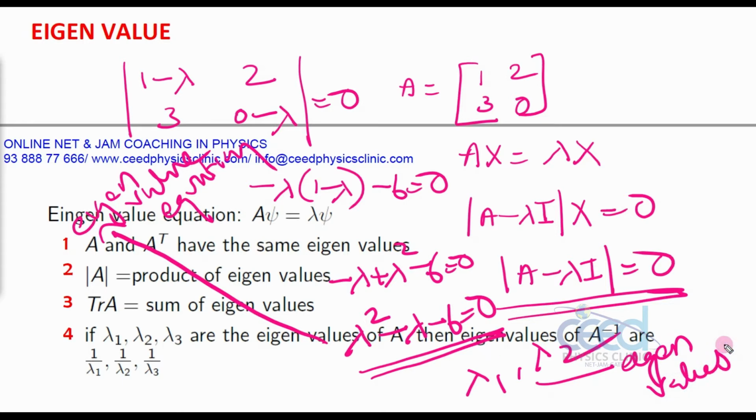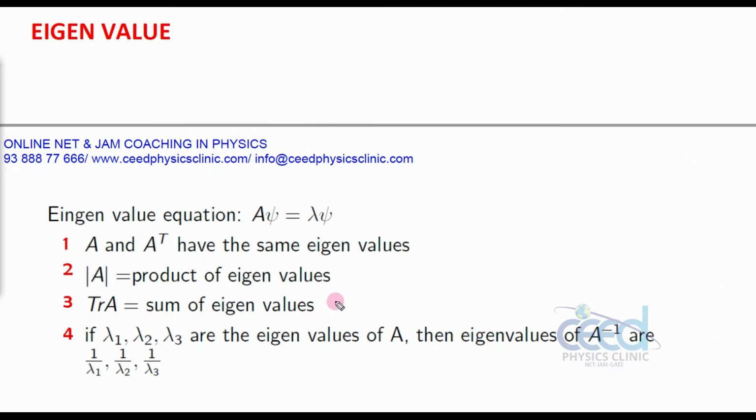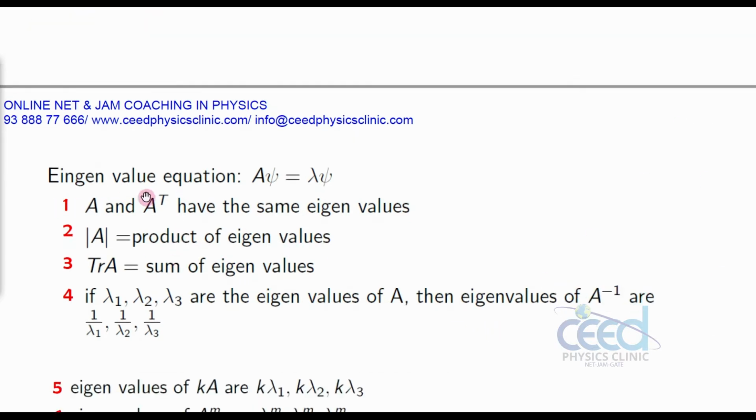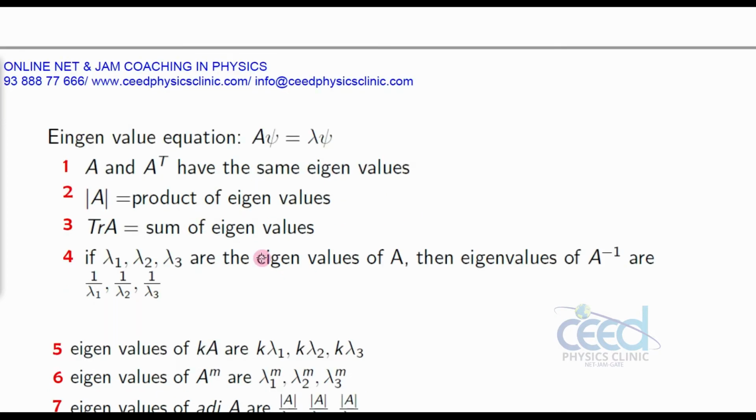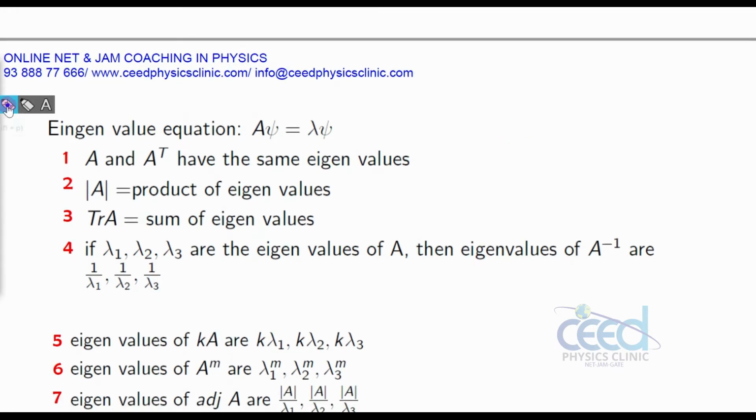Now we can check the properties of these eigenvalues. Suppose you have a matrix A and its transpose is A transpose. If you find the eigenvalues, A and A transpose have the same eigenvalues. This is a very important property. Suppose you have a 3 by 3 matrix, how many eigenvalues does it have? Three eigenvalues: lambda 1, lambda 2 and lambda 3. So the matrix A has the eigenvalues lambda 1, lambda 2, lambda 3.